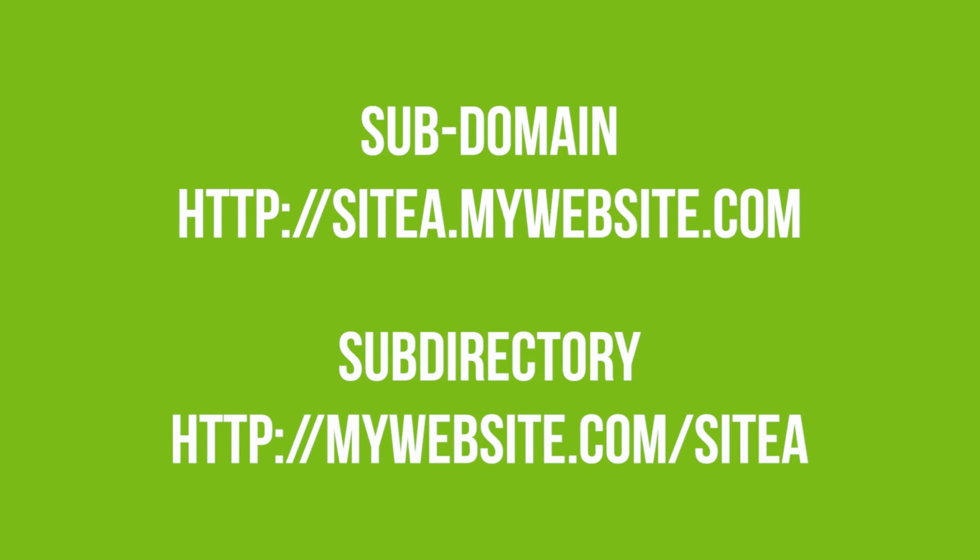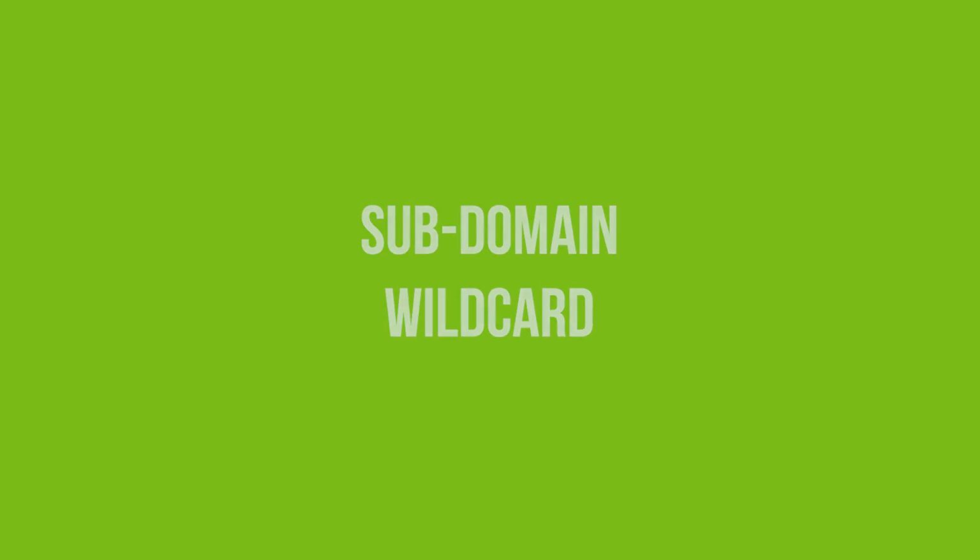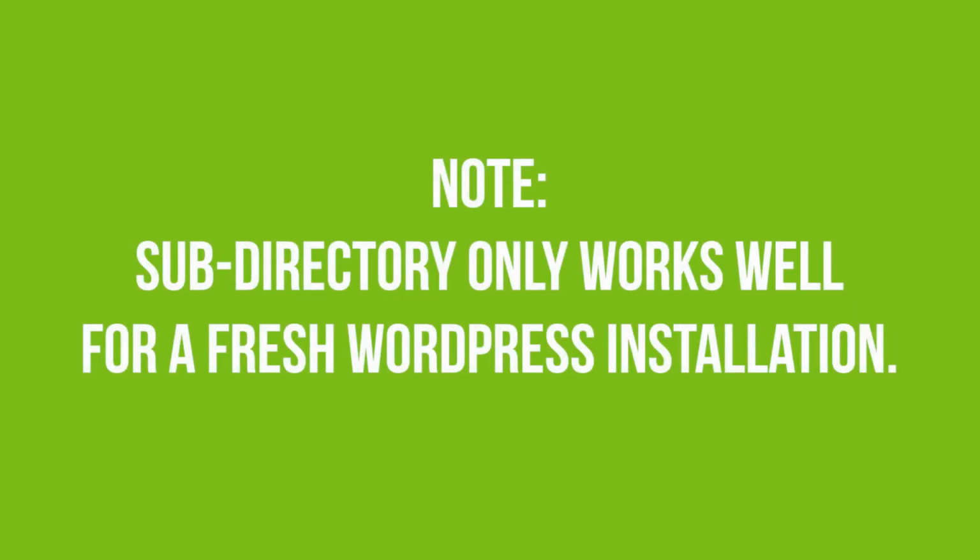Whatever option you go for, the step for setting up multisite is the same. Only if you opt for subdomain, you will need to first set up what is known as a wildcard. We will see how to do that shortly. Note, subdirectory only works well for a fresh WordPress installation. Should you try it on an existing blog, you will run into problems. So, it's recommended that you go with subdomain as against subdirectory in such a situation.